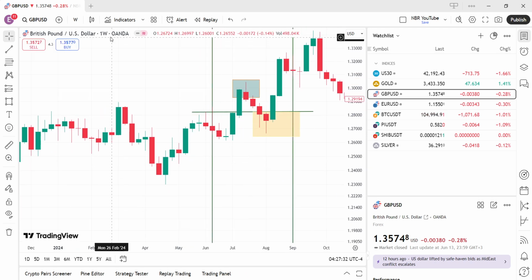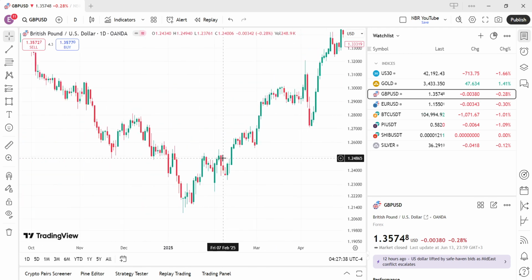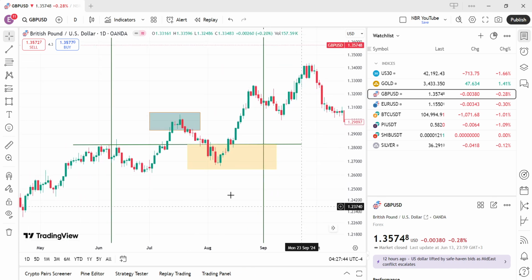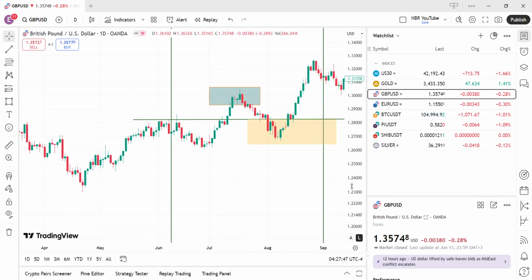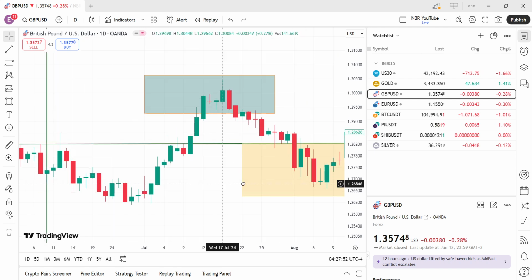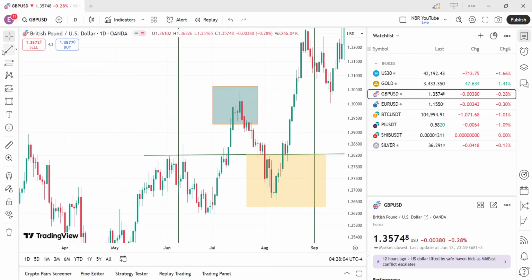If I go to the daily time frame and show you what's happening exactly at this time, here it is. Here is the reason why I told you I have external liquidity. I have this high here previously, and it got swiped up. And also here I have internal liquidity, external liquidity.